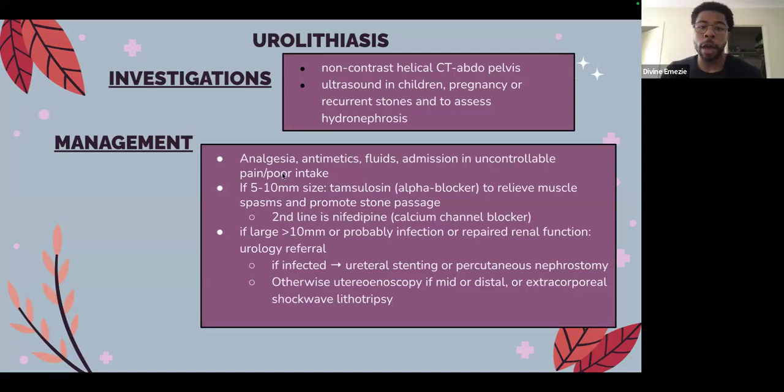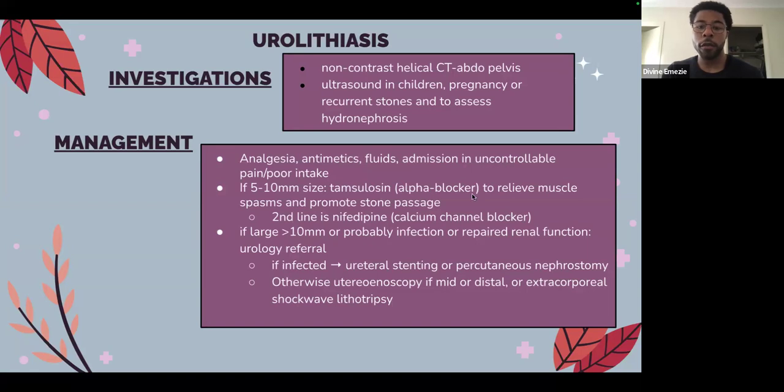Management. Pain relief, of course. Probably what is most relevant for you to think about is when you would do this or when you would do the other thing. So you'd always give the first line, or first stop point, sorry. But depending on the stone, you might think about managing this medically or managing this with an intervention and urology referral.